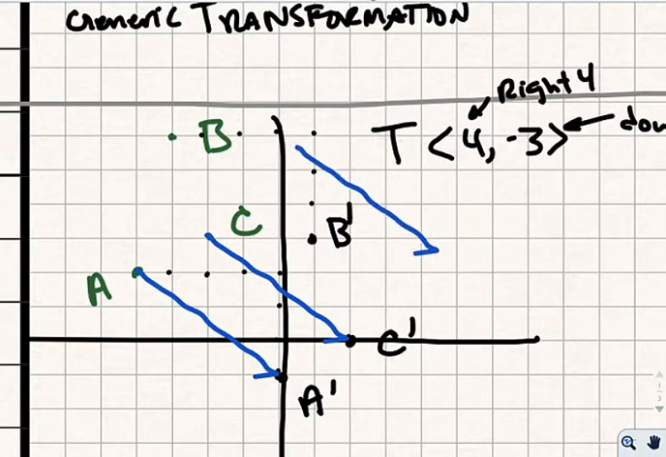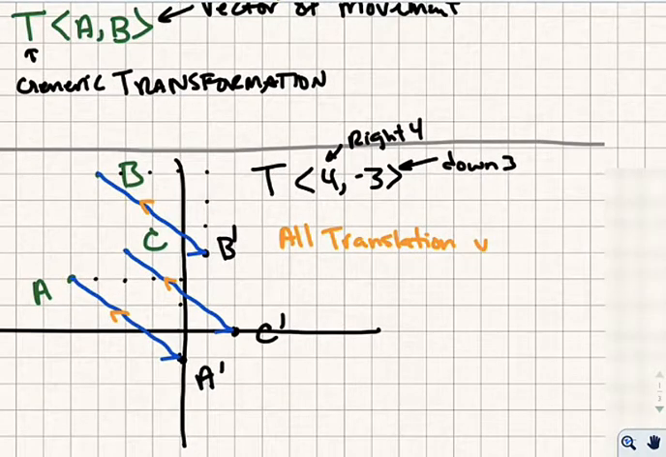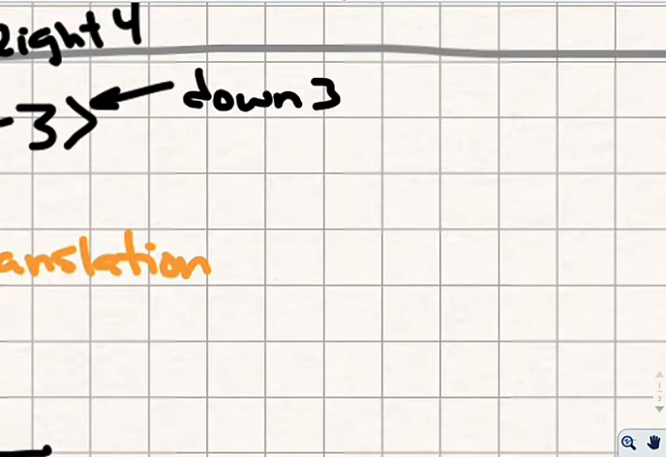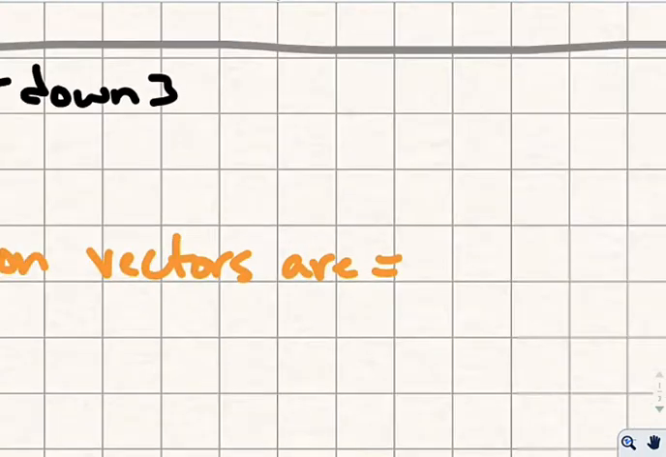Because if you think about the definition of parallel lines, it's not that they never touch, as some people keep trying to say, but rather the spacing is the same. So all translation vectors are parallel and congruent.